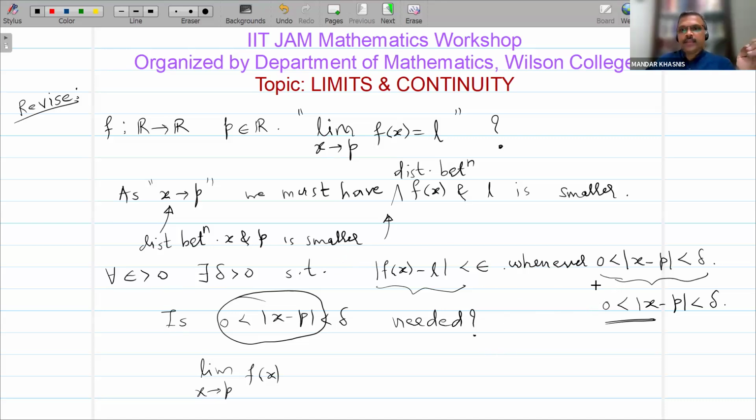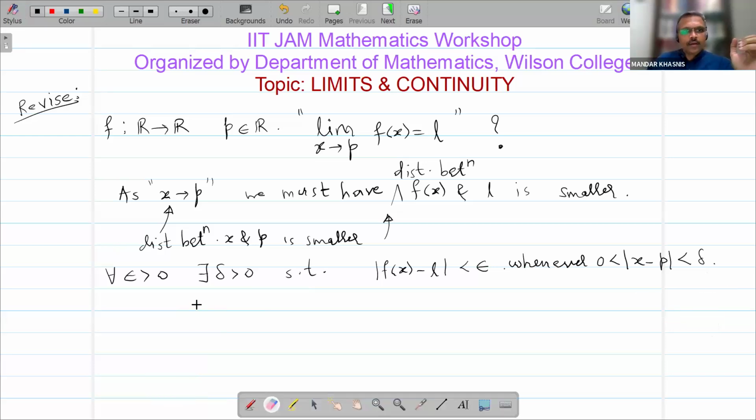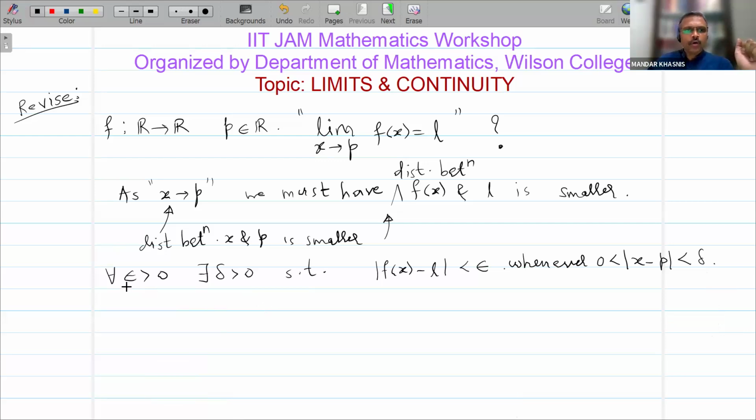So finally, let me erase these things and let's have a final version. Final version, something like this. Very good. So this is our final statement of limit. So when do I say the limit of f(x) as x goes to p is L? When this happens.